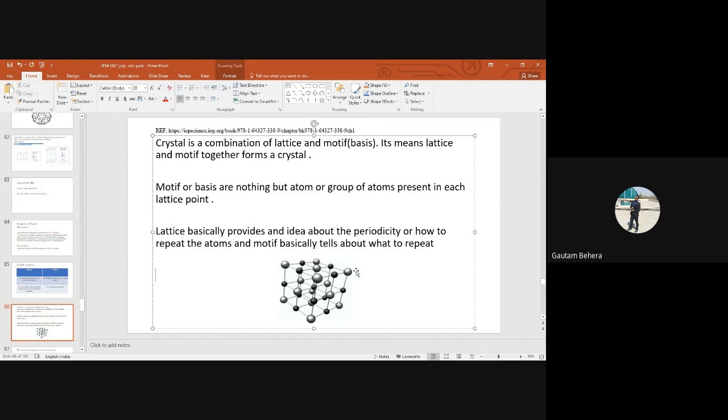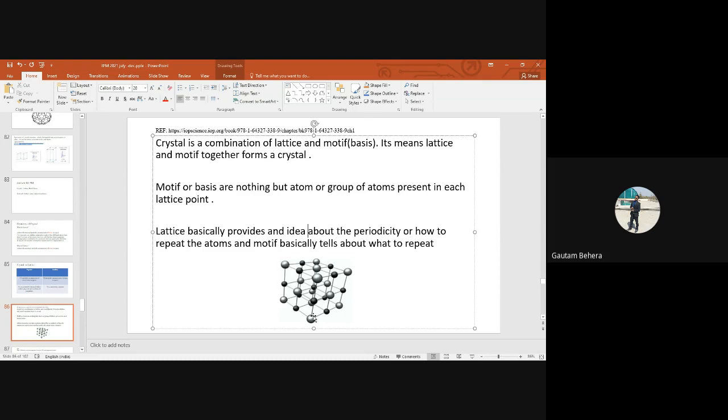So there is a periodicity. And if you move in this direction, for example, then you'll get sodium, then sodium, again sodium, again sodium. So atoms are arranged in a periodic manner here. So it is a crystal, right?